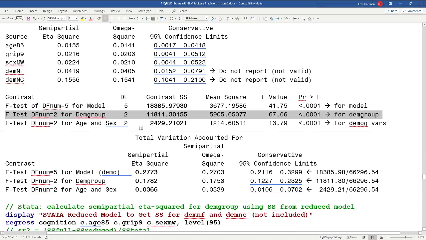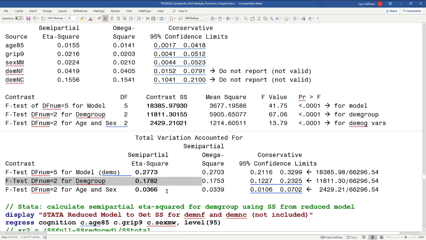We get a sums of squares for the 2 slopes as they work together. We get an F-test for whether those 2 slopes are significantly different than 0. That describes the overall effect of dementia group. And then we also get the corresponding semi-partial eta square. So about 18% is of the total variance accounted for.